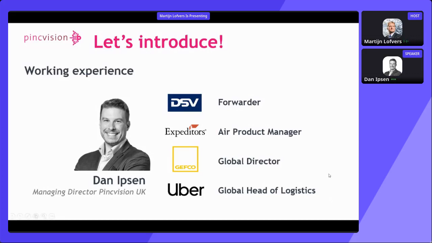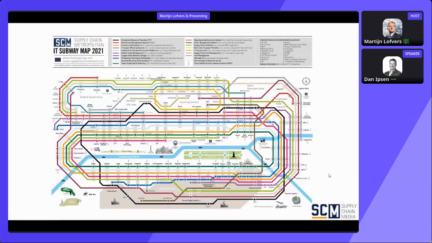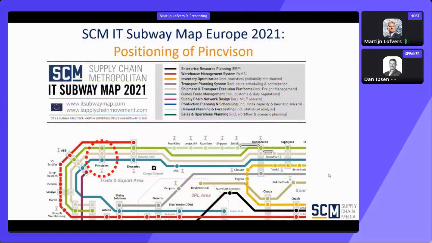All right. About Pincvision itself. Supply Chain Media has published the IT Supermet already for years, and you might have seen it. All the well-known software vendors are positioned over there in ERP, WMS, TMS, etc. And Pincvision has also been positioned for a few years in the upper left corner. As you can see, the core is global trade management. We will discuss that subject further. Also, execution platform with documentation. We also talk about that. And also on visibility, the green line, to make sure where it is.